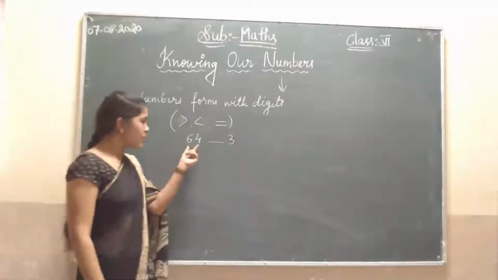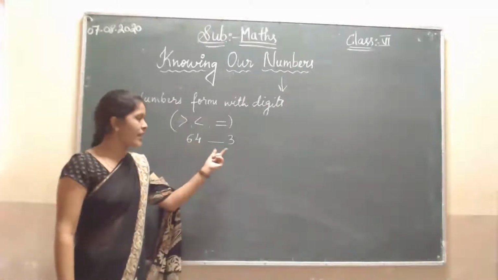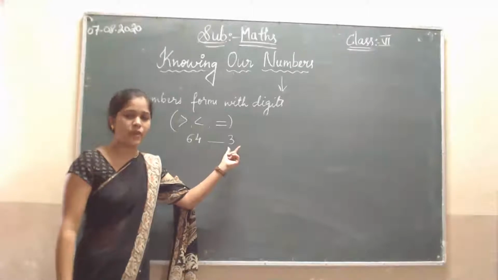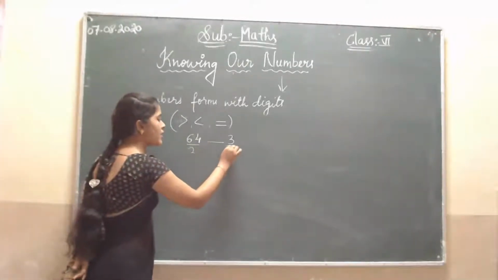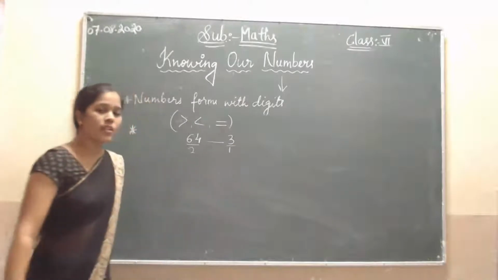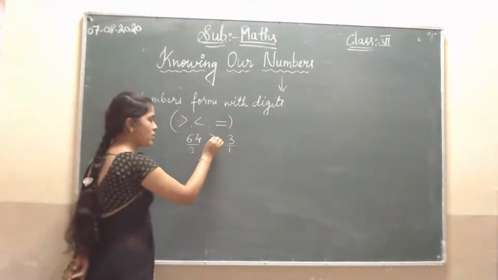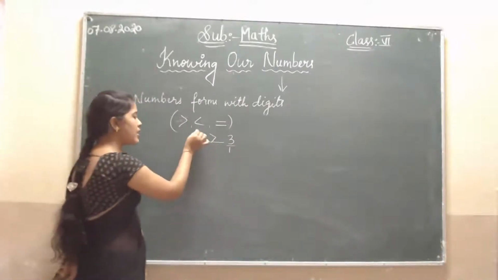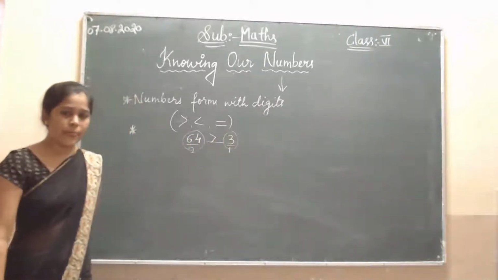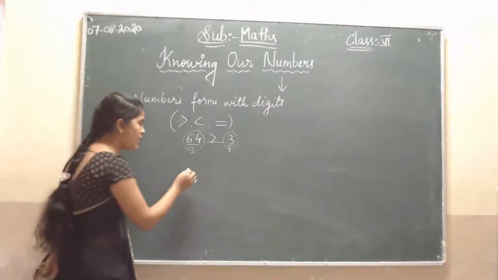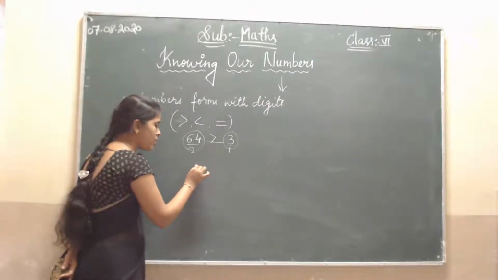Here one number is a 2-digit number and the other is a single-digit number. So which is greater here? 64 is greater. So a 2-digit number compared to a 1-digit number is always greater. Now let's see another example.